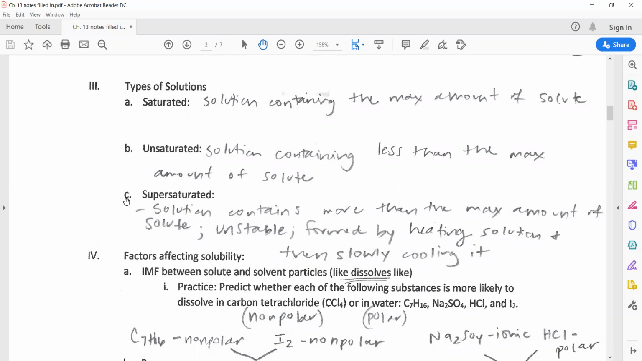Then there's a third really special scenario called a supersaturated solution. These are much more rare because they're unstable. But here the solution actually has more solute dissolved than the maximum amount. The way this is made is you heat up the solution and get a lot of solute to dissolve, and then you slowly cool it, and that solute will remain dissolved. So you actually have more dissolved than you should at that temperature. And it is unstable. It can easily crystallize. So that's a very specific scenario.